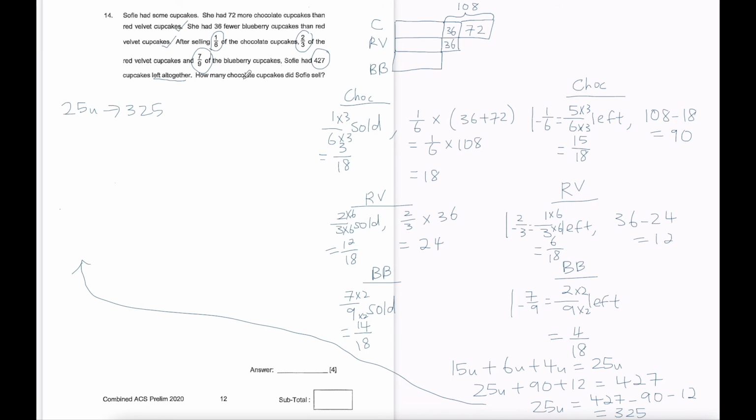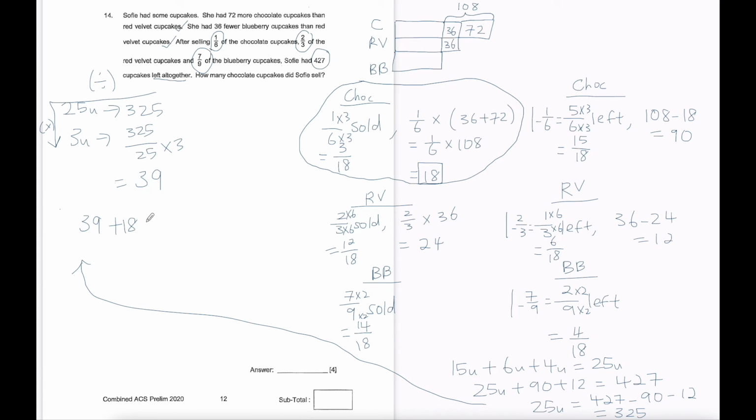We need to find out how many chocolate cupcakes Sophie sold. So chocolate cupcakes sold is over here. She sold 3 units, so we need to find out what 3 units is. Then we can just use this method to find out how many. We're going to get 39 here. And don't forget that I sold 18 cupcakes. We need to add back. So I'm going to get 57, which is my answer.